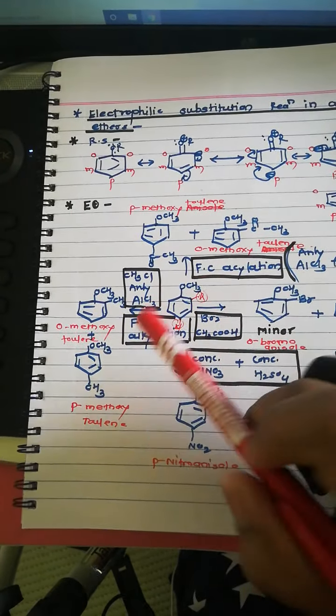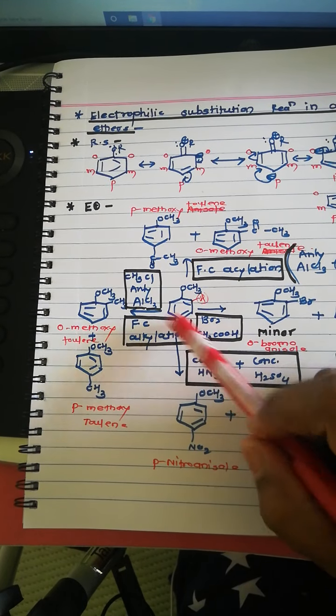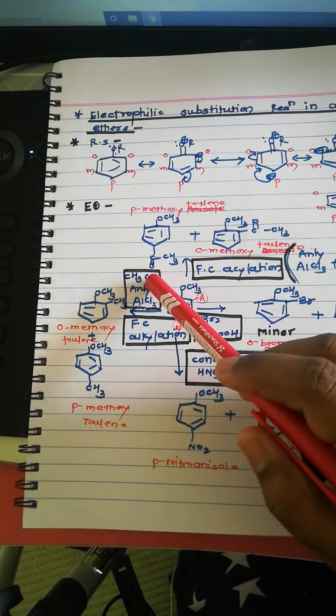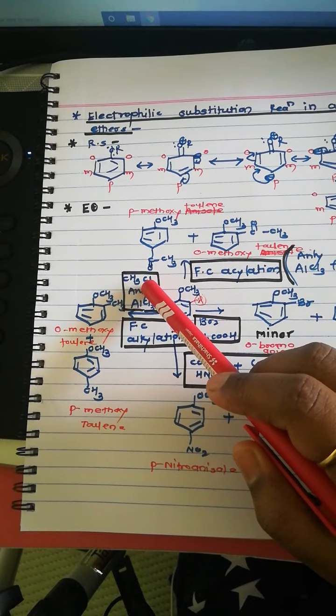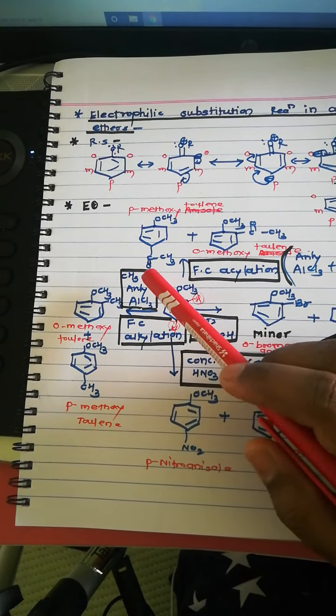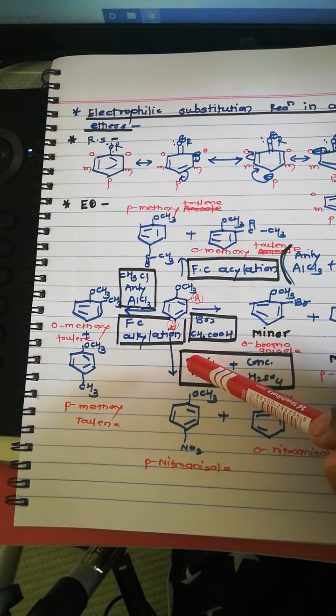Now we can see next reaction, Friedel-Crafts alkylation. In Friedel-Crafts alkylation, anhydrous AlCl3 is used as a Lewis acid and the CH3Cl is used as a reagent. Here electrophile is CH3 plus. It adds to ortho and para position. Why? Because the ortho position is electron rich and para position is electron rich.